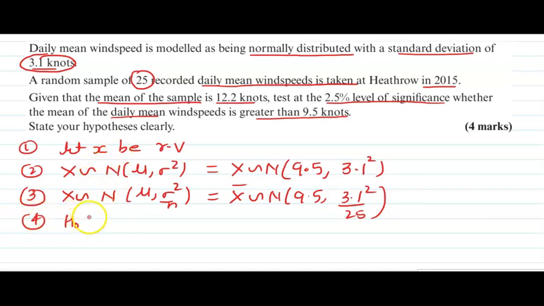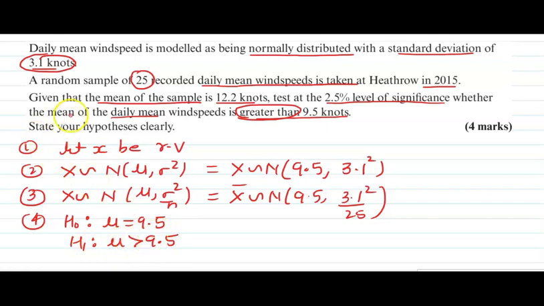So H0, mu is 9.5. So see here, mean of the daily wind speed is greater than 9.5. Okay. So which word they are using here? Greater than. It is one tail test. One tail test towards the right hand. Okay. So one tail test. So H1 will be mu is greater than 9.5.